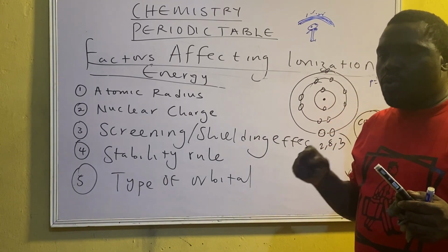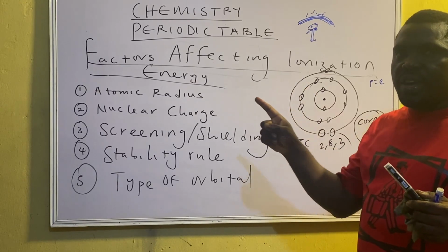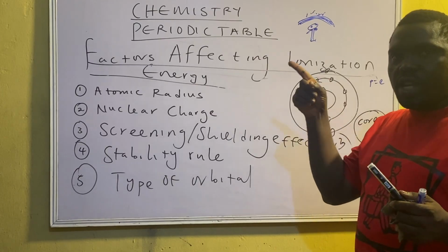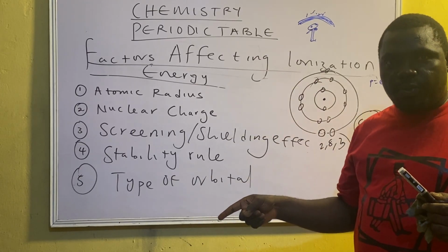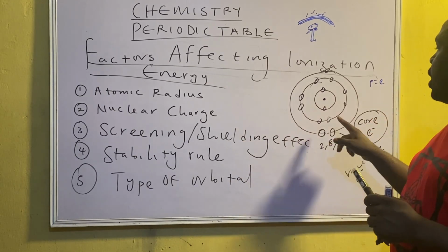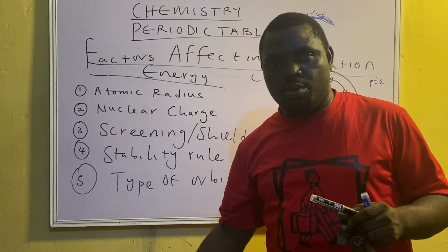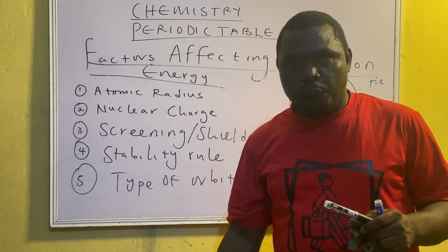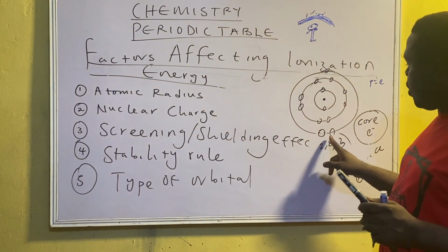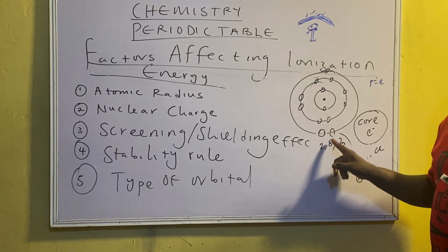Somebody may ask, okay, does screening or shielding effect increase across the period? Does it increase down the group? Big question. Screening or shielding effect increases down the group. Why? Because of the shell. So the explanation I gave, this last explanation, I want to counter it now.